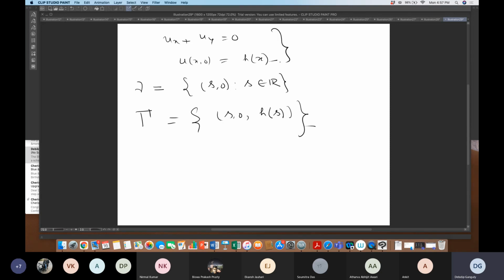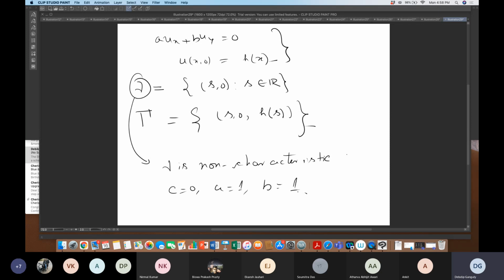Now we will see how to solve. It says that if this Gamma is non-characteristic, and this is A, this is B, this is C. In your case, C is 0, A is 1, B equal to 1. So all are C1 functions. You have a solution near this Gamma. That means you have a solution for (s,t) for t small.